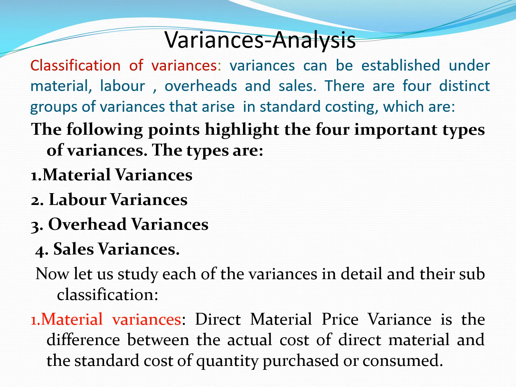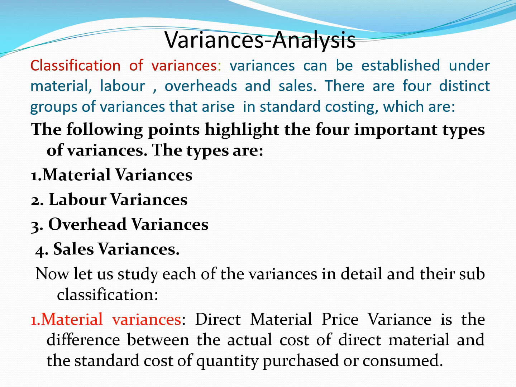There are four distinct groups of variances that arise in standard costing. They are material variance, labor variance, overhead variance and sales variance. Now let us study in detail all the variances.